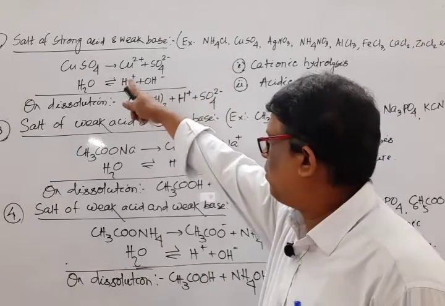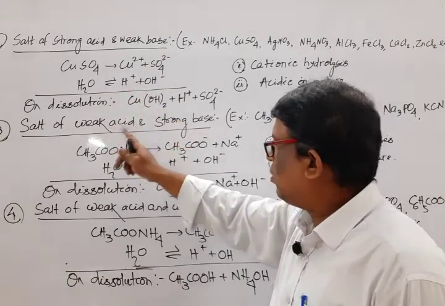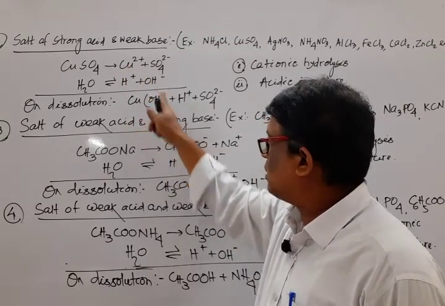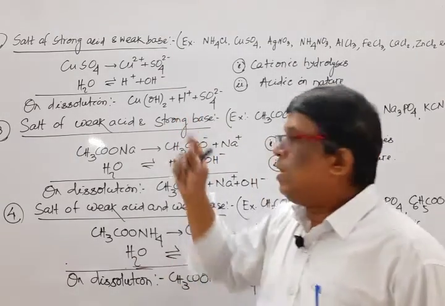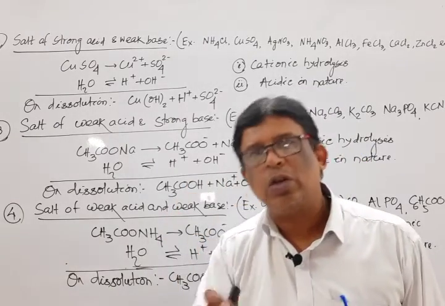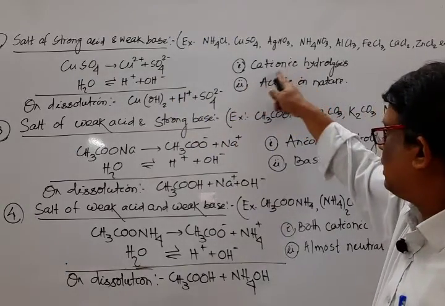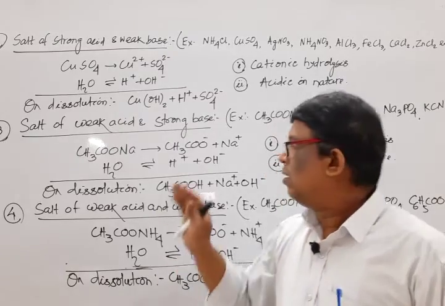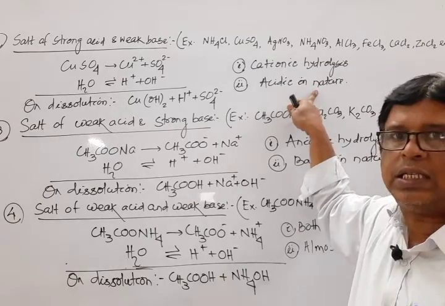I select copper sulfate, which breaks down to Cu2+ and SO4 2-, and water breaks down to H+ and OH-. Mark what happened: the cation of copper combines with OH- to form Cu(OH)2, while the H+ ion never combines as it is a strong electrolyte. So I repeat again, if the cation of the salt combines, it is known as cationic hydrolysis; if the anion of the salt combines, anionic hydrolysis. Since the cation of the salt combines, it is known as cationic hydrolysis. And free H+ ion is there, so the resulting solution is acidic in nature.